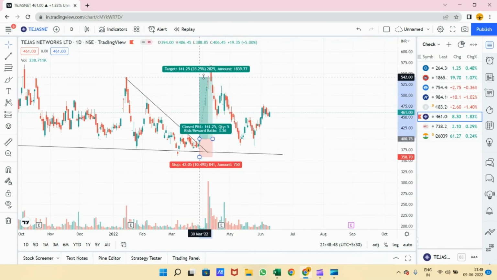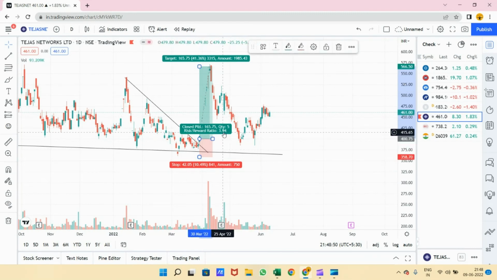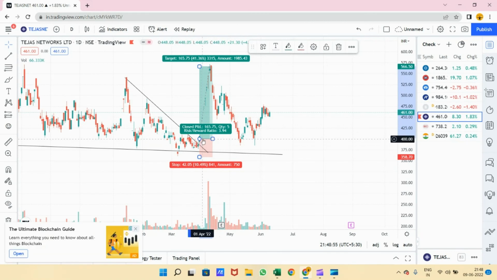And if you still hold that, see that move, guys. You achieved 1:4. Your risk is only 1%, and your reward is 4%, 4 times your risk. So this is the beauty of this pattern.